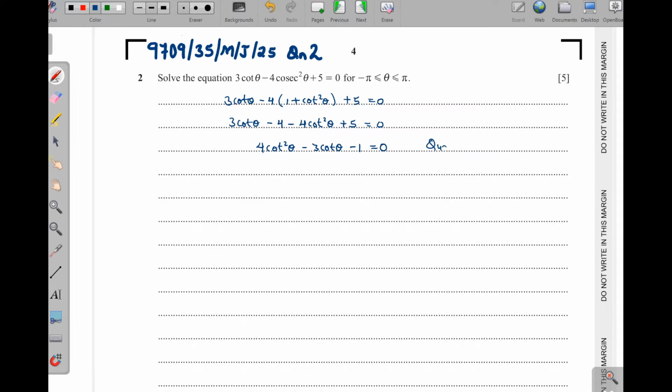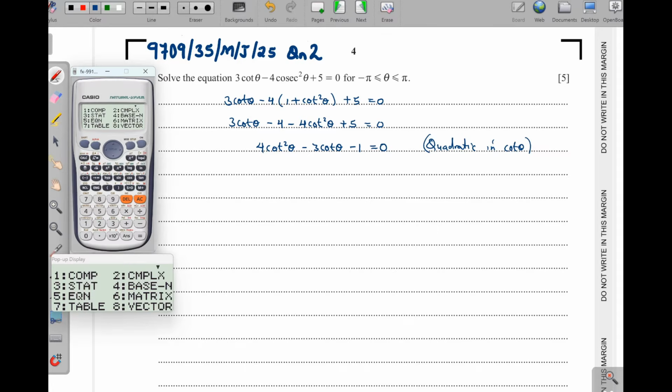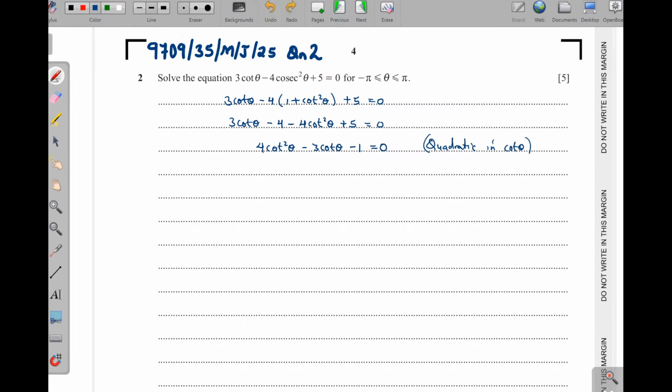So this is a quadratic equation in cot theta. I can use a calculator to see whether this one is factorizable, and then I solve. Now we shall have 4, then negative 3, and then negative 1. So we get a 1, and then negative 1 over 4. So we shall say cot theta is equal to negative 1 over 4, and also cot theta is equal to 1.